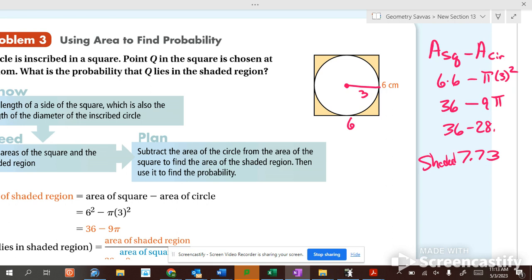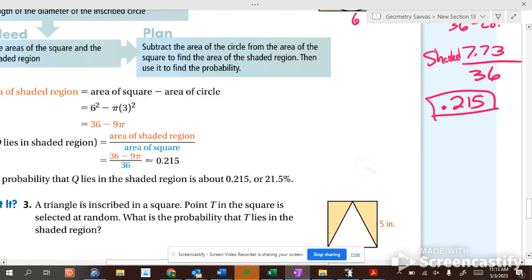Now, if we're looking at probability, we have to take the area of the shaded divided by the area of the whole thing. What's the area of the whole thing? 36. So we have to take 7.73 divided by 36, which is point what? 0.215. So you got 21.5% if you happen to hit that square, that'll be in the shaded region if you're tossing darts randomly, not trying to hit it in the center.